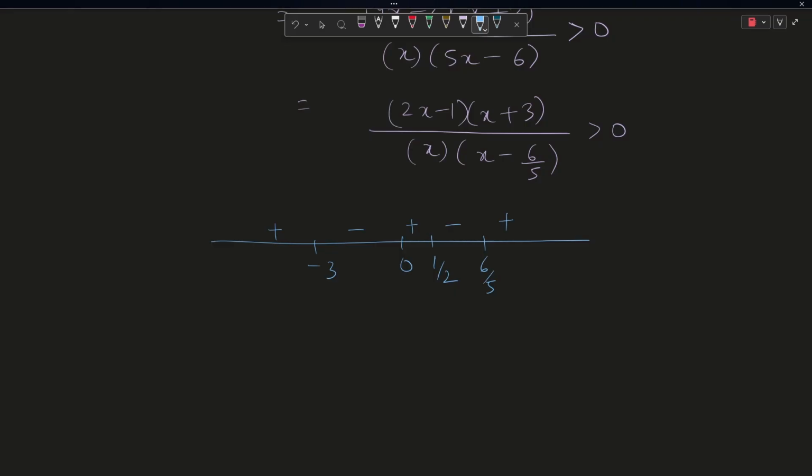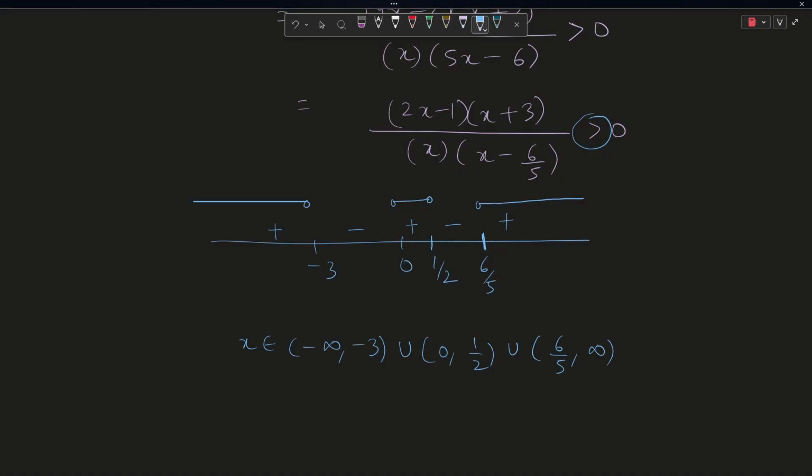As there is no extra power, no even or odd power over these expressions, I can just alternately write plus, minus, plus, minus, plus, minus, right? And now as the inequality suggests that we have to take the greater, we will take the values which give the whole expression positive. So what will be the answer? This 6 by 5 to infinity, 0 to 1 by 2, and minus infinity to minus 3, right? So x belongs to minus infinity to minus 3 union 0 to 1 by 2 union 6 by 5 to infinity. This will be our answer, right?